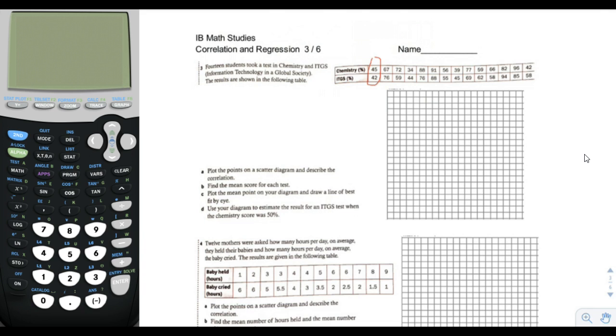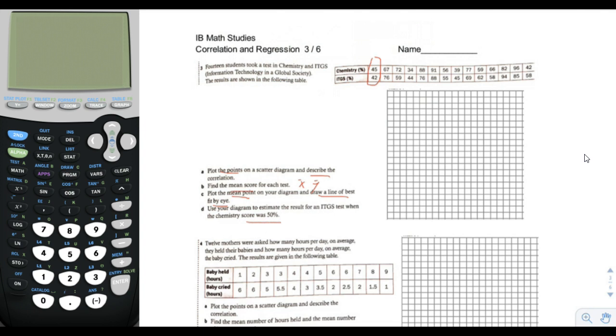First we're going to plot the points, and we're going to describe the correlation like we did before. Then we're going to find the mean score for each test, which means we're going to find X bar and Y bar. Then we're going to plot the mean point and draw the line of best fit by eye. And then we're going to use the diagram to estimate the result when the chemistry score was 50%.